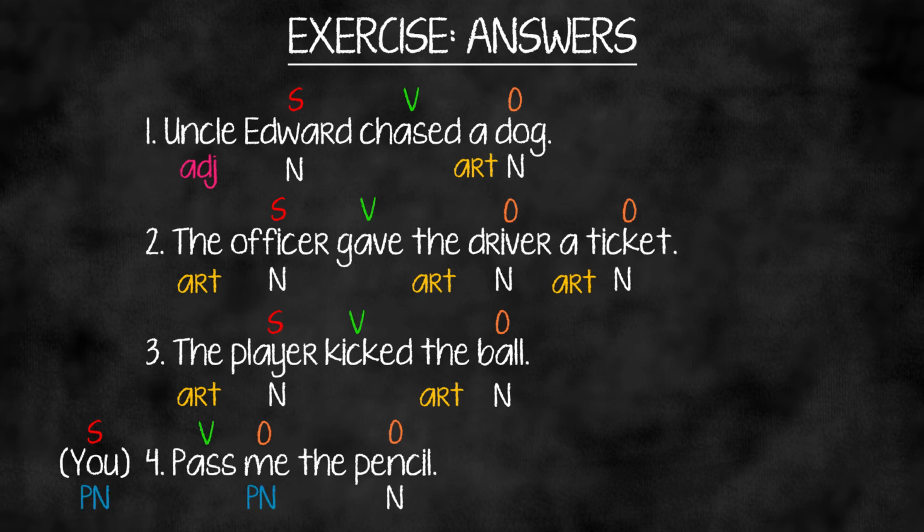We have a pronoun instead of a noun for the subject. You would replace the person that you are speaking to. Me is also a pronoun. We have pencil as a noun, a person, place, or thing. The modifies the noun pencil.